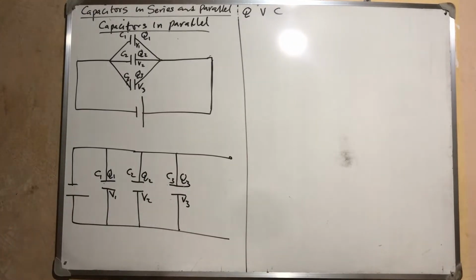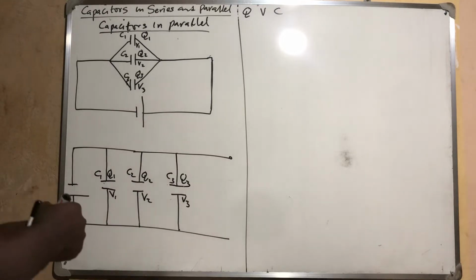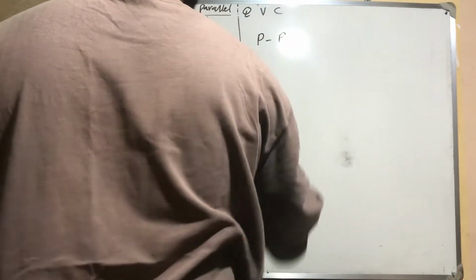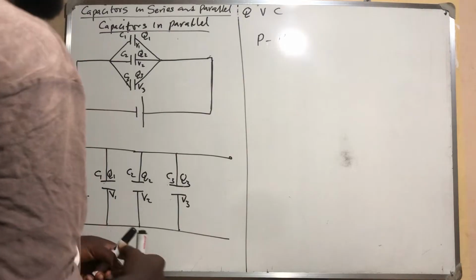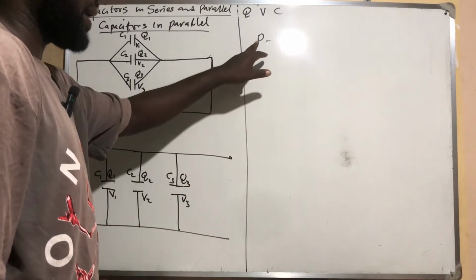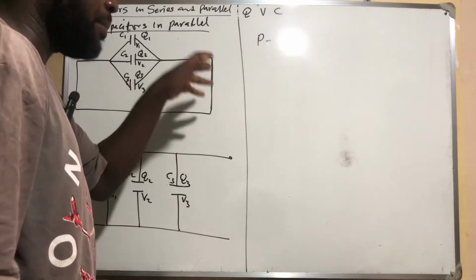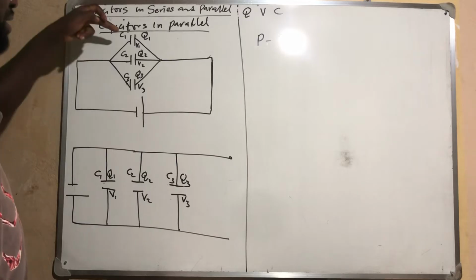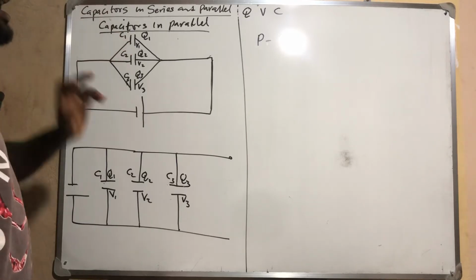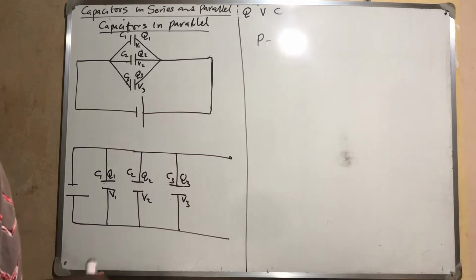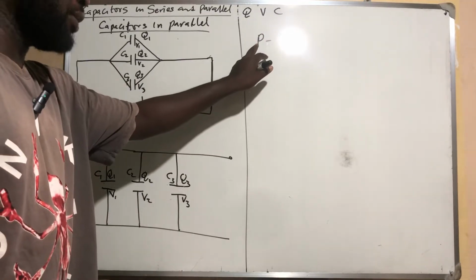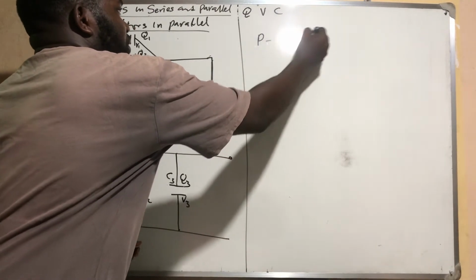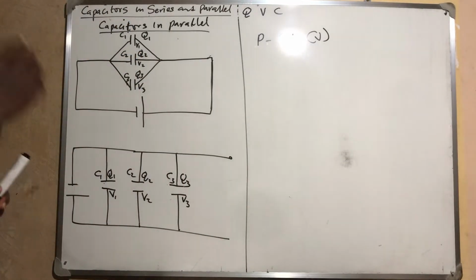If capacitors are arranged in parallel, you remember P to P, please. What does P to P mean? It means that if capacitors are arranged in parallel, the potential difference across them must be the same. So the potential difference here, here and here are the same. For capacitors in parallel, the potential difference V must be the same across each of them.